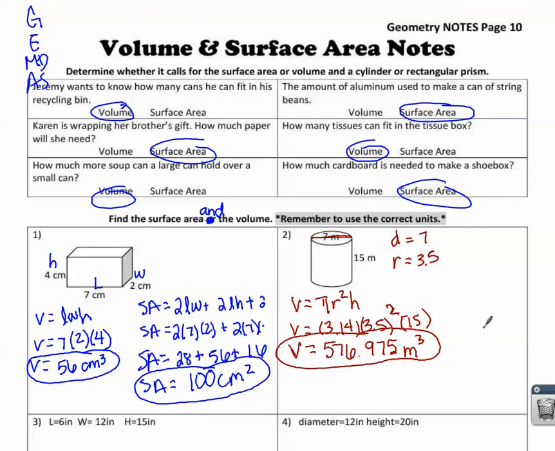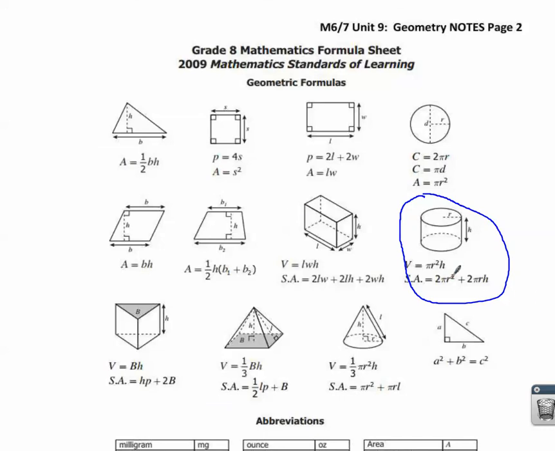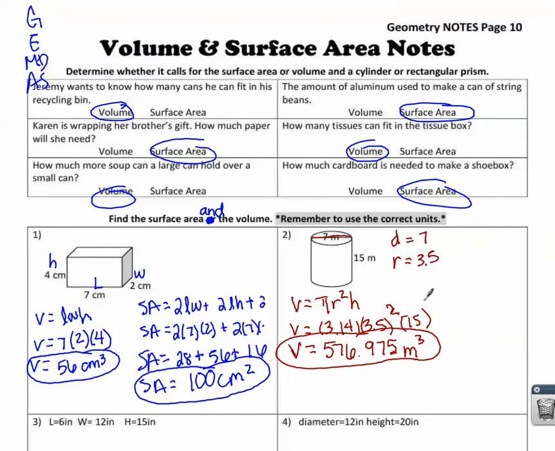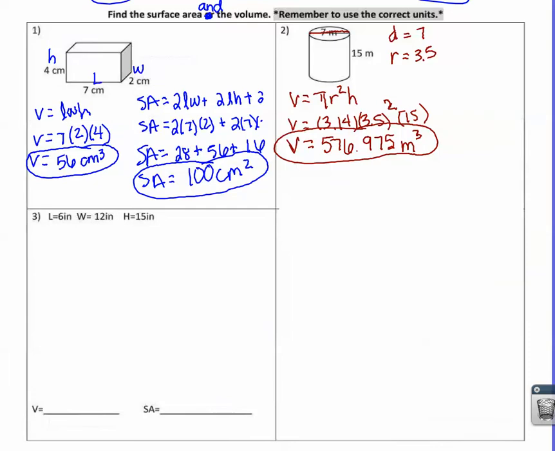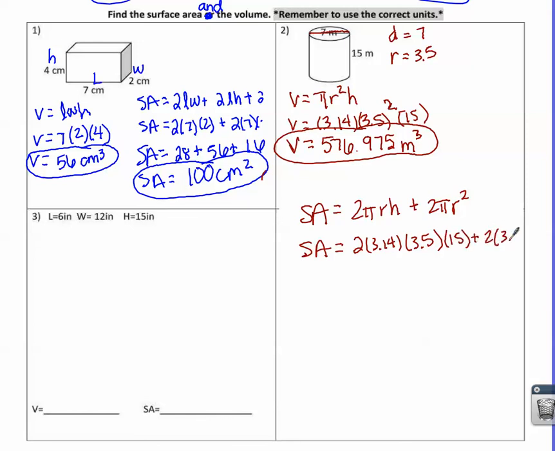Now we got to look at the surface area. Go back to your formula sheet. The surface area is 2 pi r squared plus 2 pi r times height. So let's write that down. So surface area equals 2 pi r times height plus 2 pi r squared. Now let's plug in what we know. 2 times 3.14. We know the radius is 3.5 and the height is 15. Plus 2 times 3.14 times your radius squared.